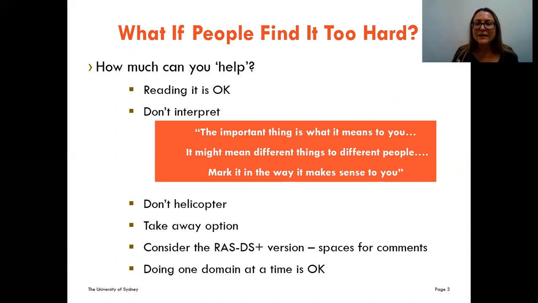because then the next time they use it, they'll be completing it with a different question in their mind to some degree. So this might be a helpful way to phrase it when someone says, I'm not sure what this means. Saying something like, the important thing is what it means to you. It might mean different things to different people, so mark it in the way that makes sense to you. Something like that.